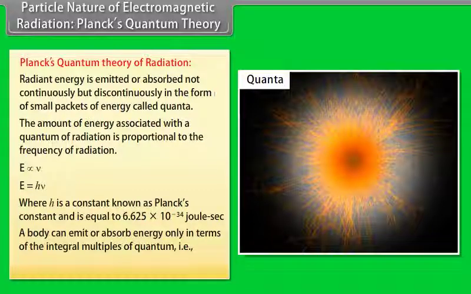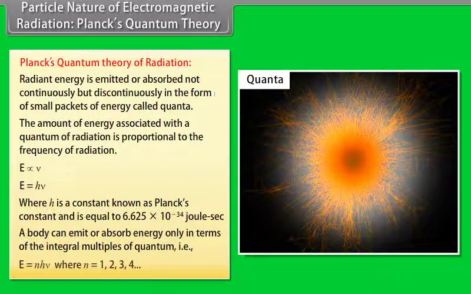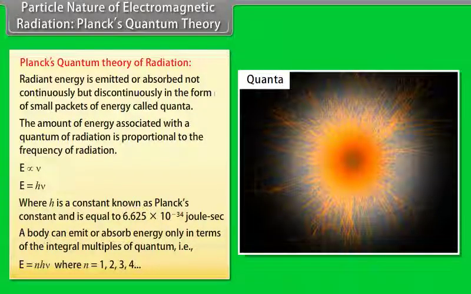A body can emit or absorb energy only in terms of the integral multiples of quantum, that is, E is equal to nh nu, where n is equal to 1, 2, 3, 4, etc.